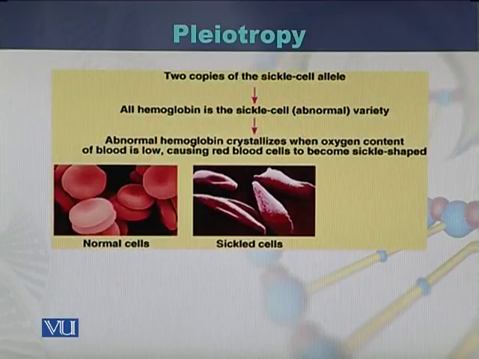These are the normal red blood cells that usually carry oxygen. If there is a mutation in that particular gene that is responsible for the production of the normal cells that carry oxygen, then these normal cells are converted into sickled cells. Sickled cells cannot carry oxygen. So this is one phenotype which is produced by a single gene.